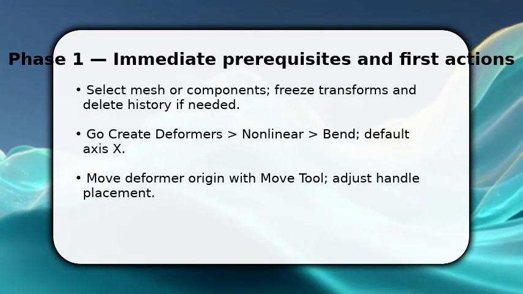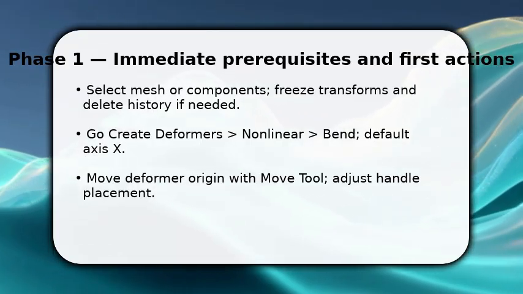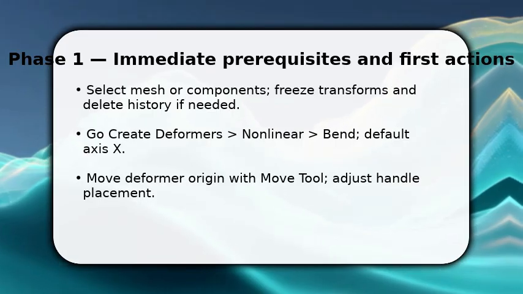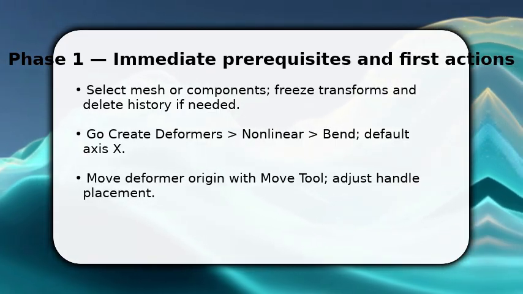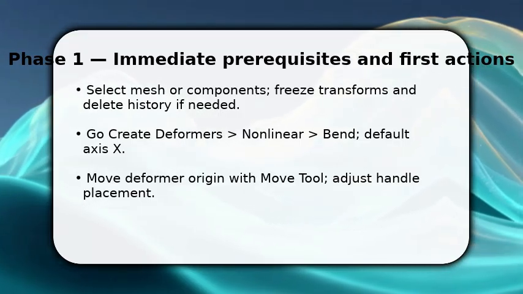You start by selecting the object or components you want bent. Make sure transforms are frozen and history cleared to avoid unexpected results. Then create the deformer. Create deformer's nonlinear bend. It defaults to the x-axis.